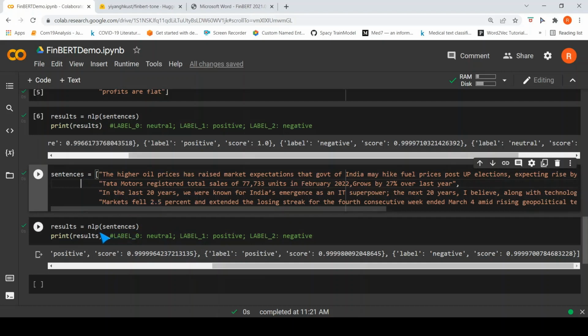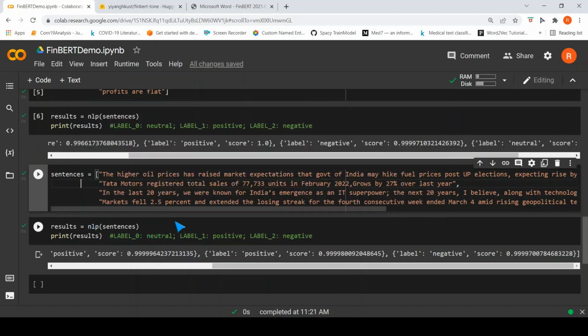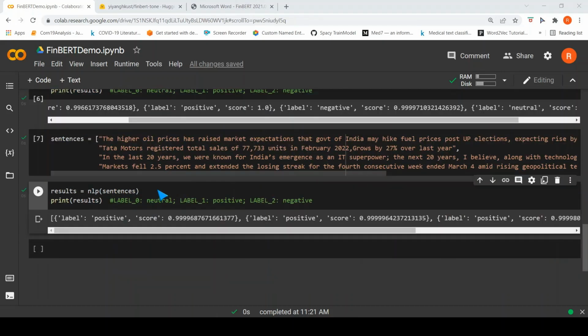So I pass these sentences to the pipeline instantiated with FinBERT and its tokenizer. If you look at the results over here, the first sentence is about rising oil prices, but the label over here is positive. Actually, the expected sentiment here is negative because rising oil prices would be detrimental to the economy and the common people. The second sentence is predicted as positive over here, so it does a good job there.